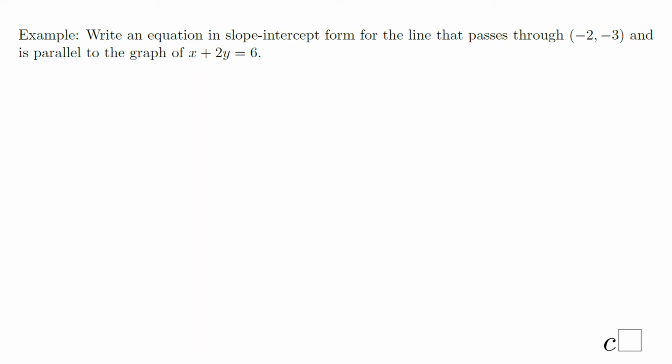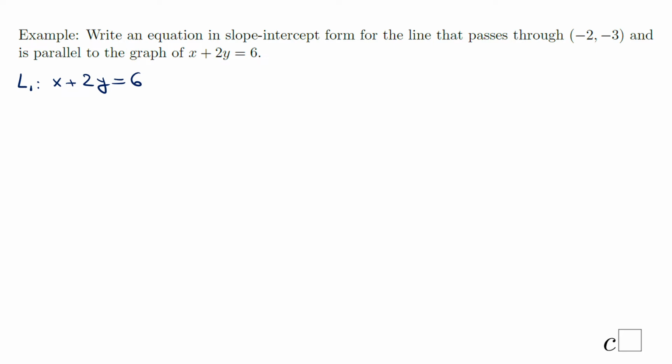Let's move to the next example. Write an equation in slope-intercept form of the line that passes through the point (-2, -3) and is parallel to the graph x + 2y = 6. So we have the line 1, which has this equation.